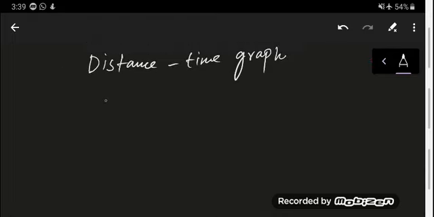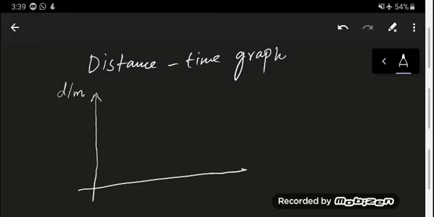Let's say an object is traveling from one point to another, and this is the distance in meters, and this is the time in seconds. The time is on the x-axis and distance is on the y-axis. Let's say it started from rest, it moved like this, then it moved like this, then it moved like this and like this, right? Something like this. And then there was this constant change.